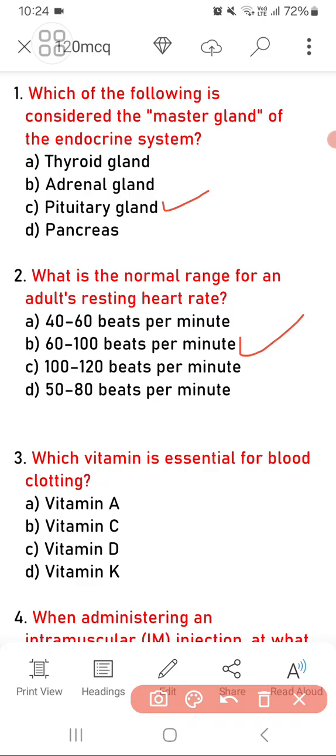Question number 3 है, which vitamin is essential for blood clotting? Answer है इसका विटामिन के.